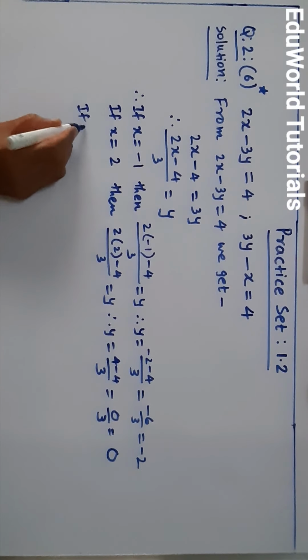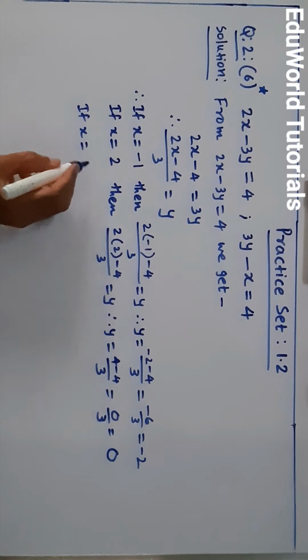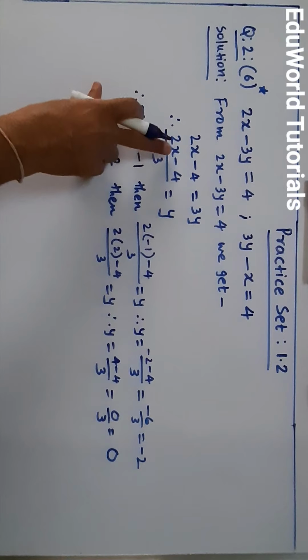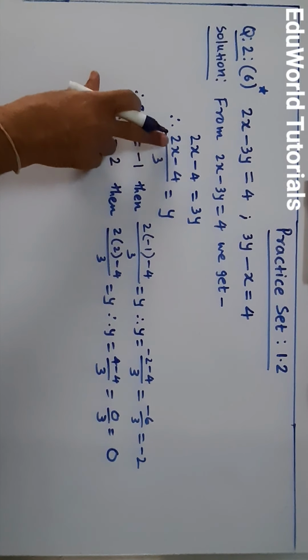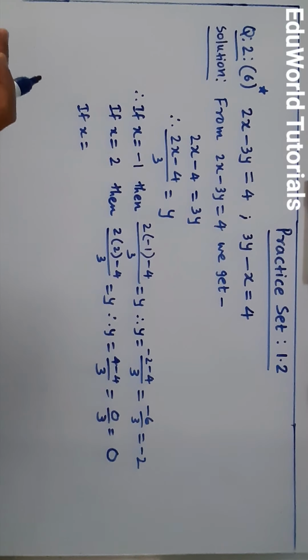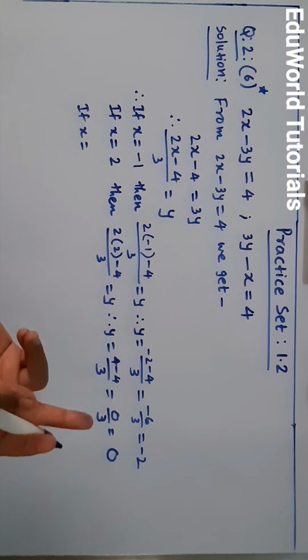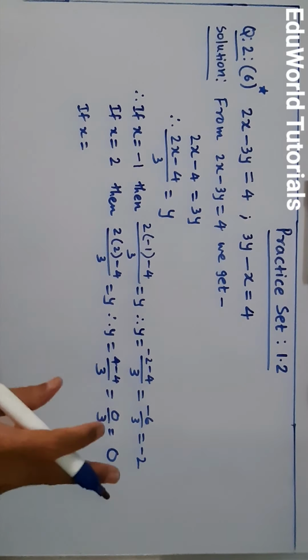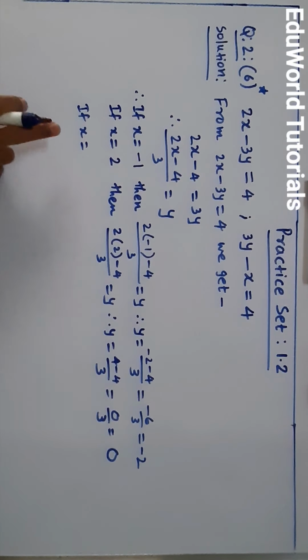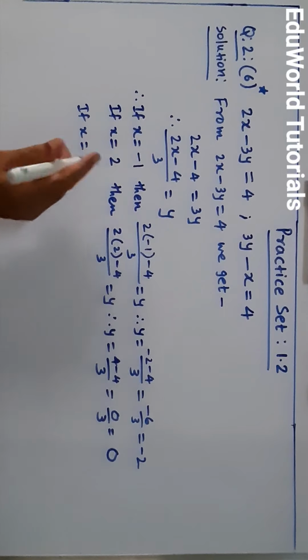Similarly, now you have to first think before we write. Suppose I take x equal to 3, then 2 threes are 6, 6 minus 4 is 2, and 2 upon 3 is a fraction, which is the value of y, which is not plottable. It means we need y to be a whole number.